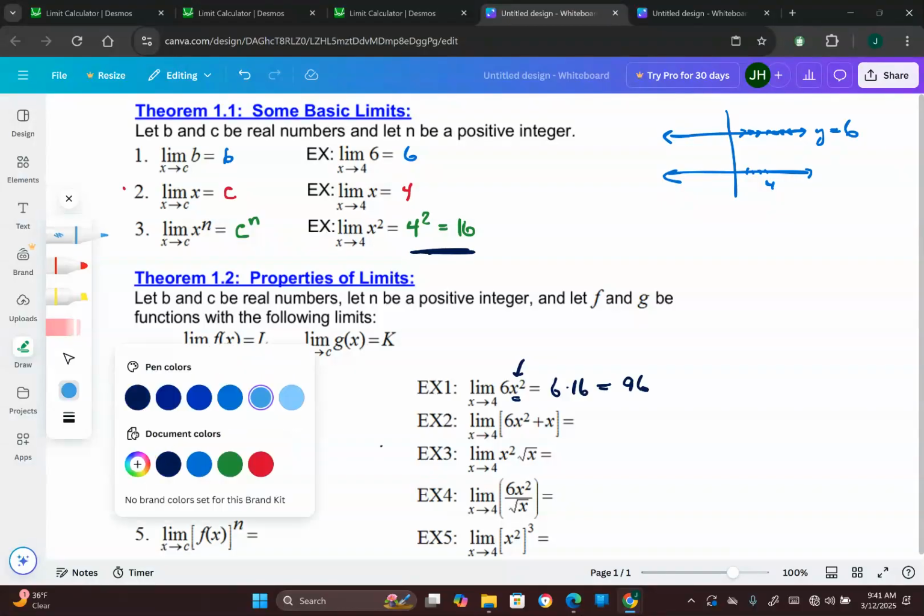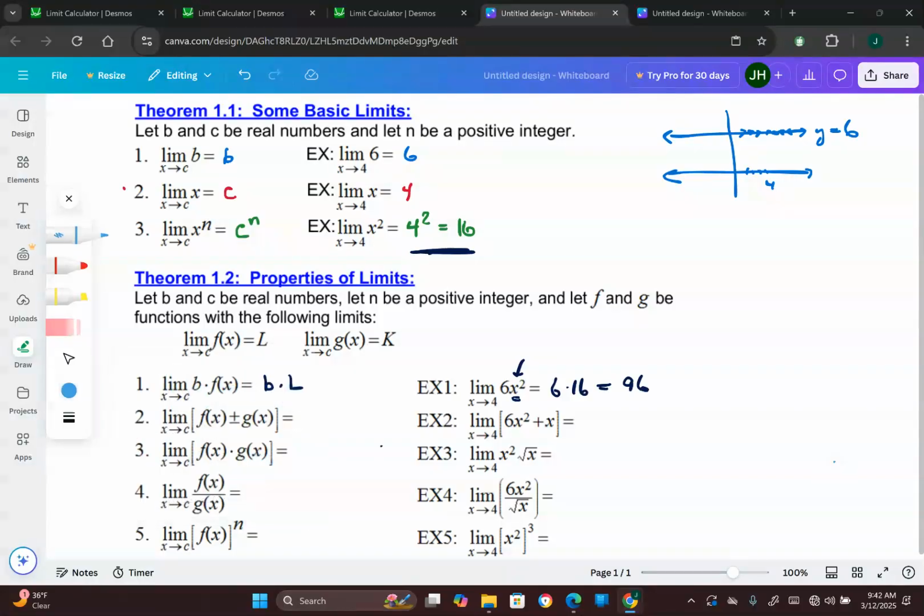Now, what happens if I do f plus g? Well, you would take the limit of f, which is L, plus the limit of g, which is k. It's the same thing if you subtract. What is subtraction? It's just adding a negative. So if the rule works for addition, it's going to work for subtraction.